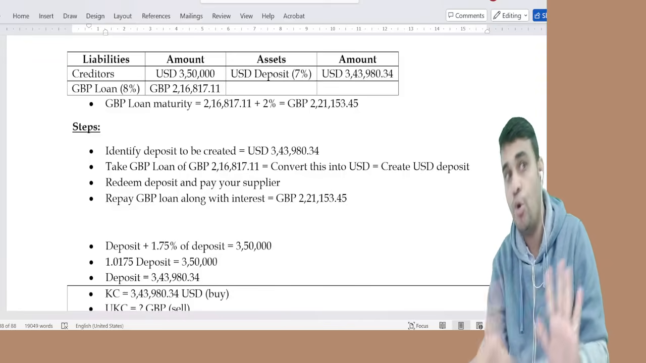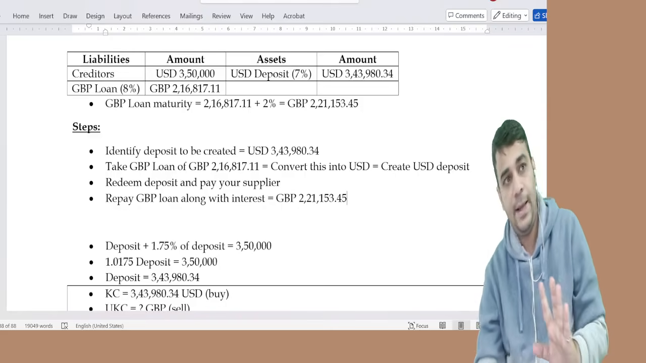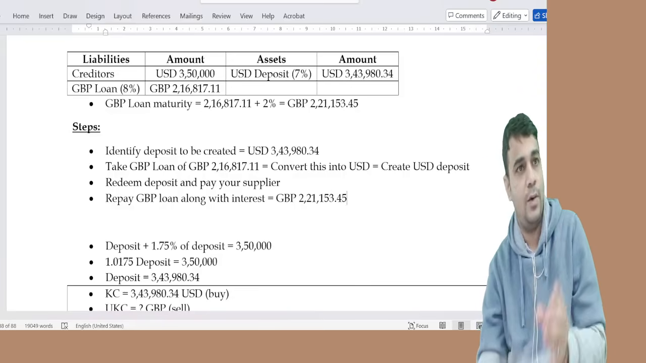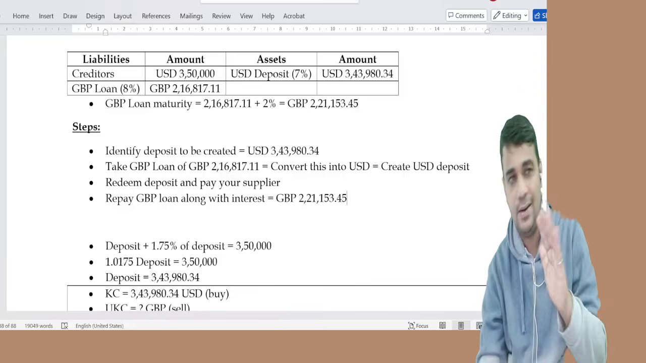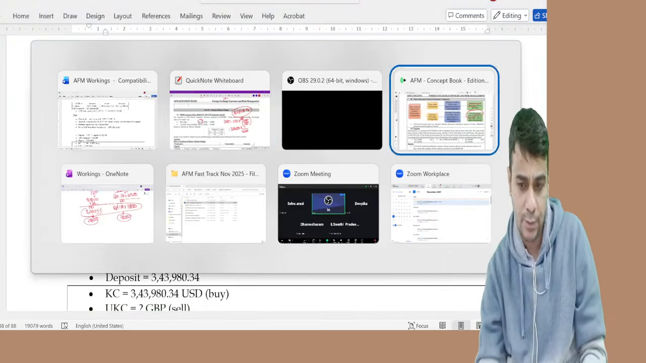The question has both the elements. You have done one receivable, one payable. Technically the concept is over. Practice, maybe one more question I'll handle. Any doubts on this? So let me now go through the concept book.